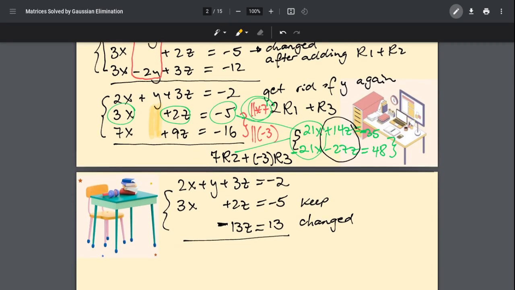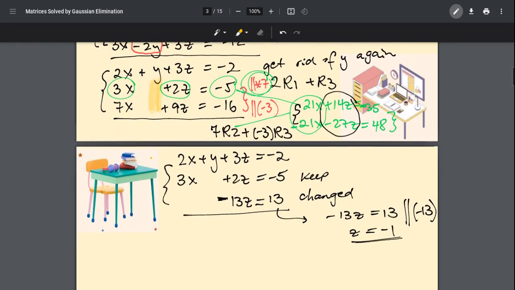Okay, and check it out. Side thought: -13z equals 13. Divide by -13. It gets me to -1. Okay, so finally we got one variable going. And now you simply work backwards and you sub, okay?